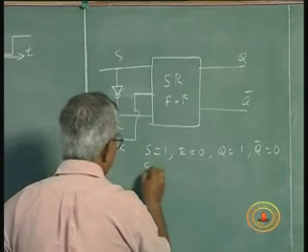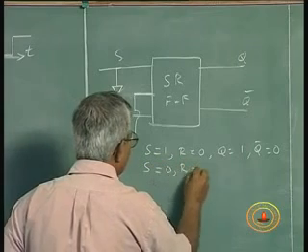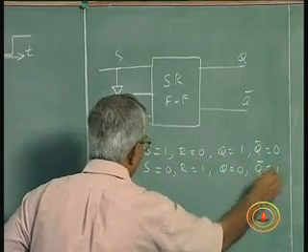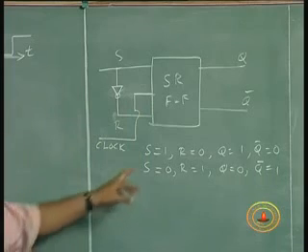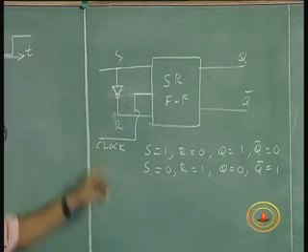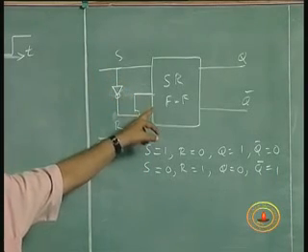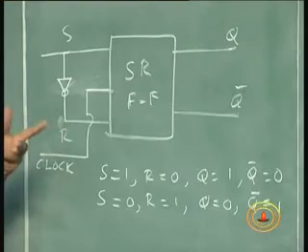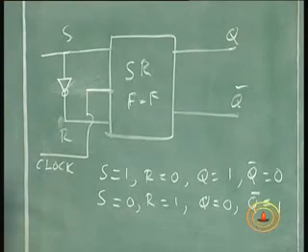S is equal to 0, R is equal to 1 will make Q equal to 0, Q bar equal to 1. So if I want to set the flip-flop, I put 1 here; 1 here sets the flip-flop, 0 here resets the flip-flop. Earlier I could not have done it without the clock, because the clock is now required.